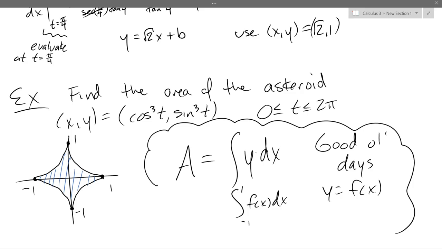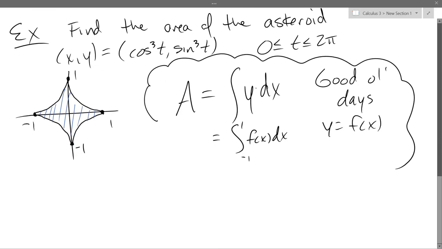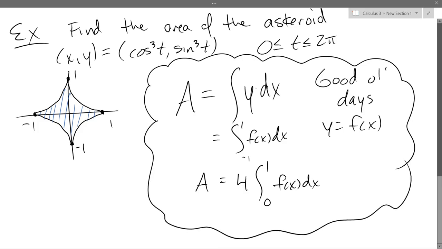How can we use symmetry? So we cut it in four pieces. It should be the same area in four pieces. So we're going to go 4 times the integral, and I like to keep it positive, so we'll go 0 to 1. And we're really just going to go f(x) dx. So I'll use the black marker here. If I can get that area, I'll just go 4 times, and then I'll get our full area.